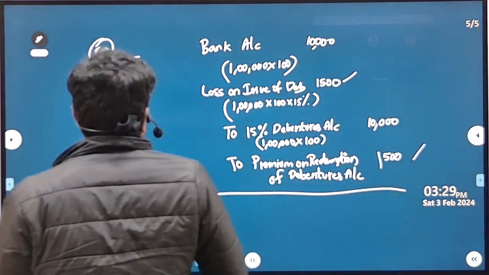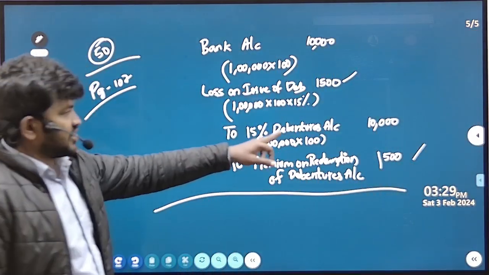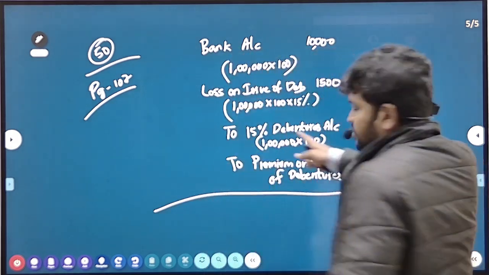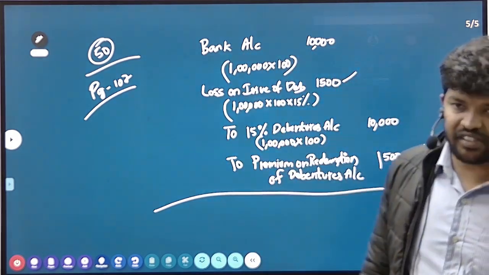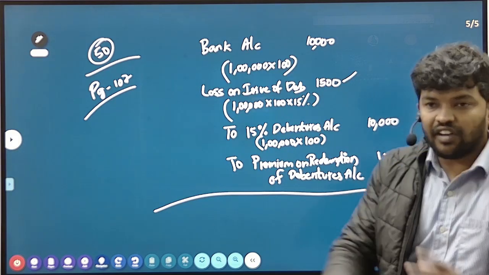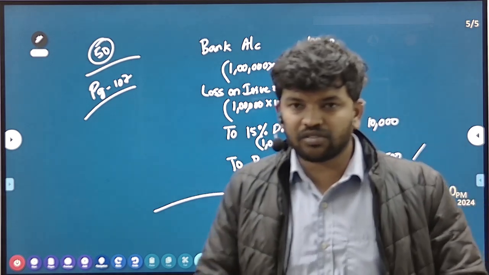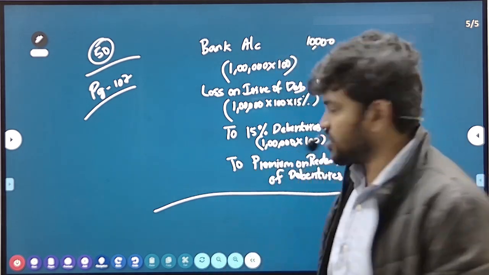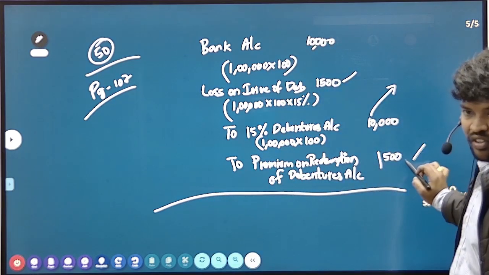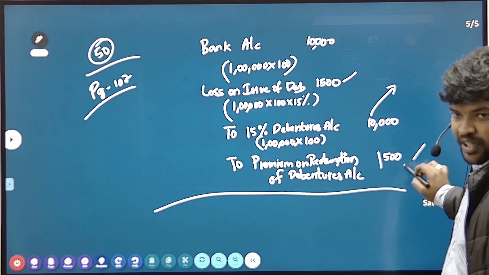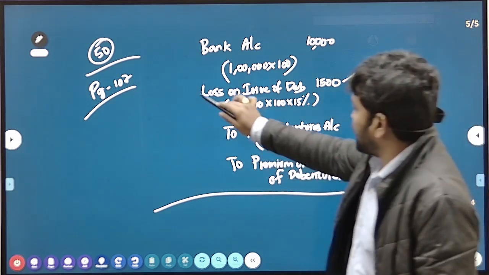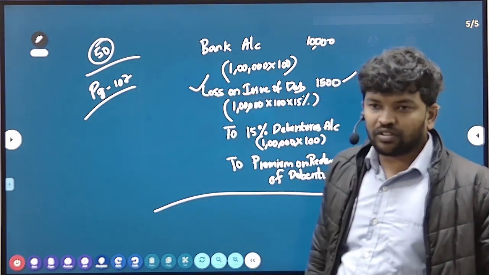Check the redemption entry now. Here debentures is credited, yes or no? While redeeming, this has to be debited. Because we have to cancel the debenture certificates as we are redeeming the debentures. So this account is debited. Here we have liability, yes or no? We have to cancel this liability also. This account goes to P&L account.